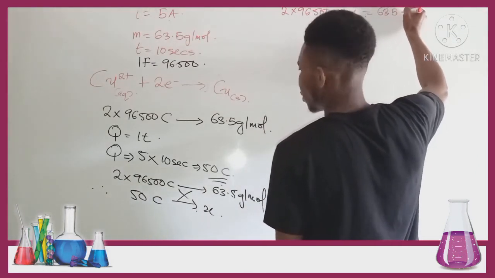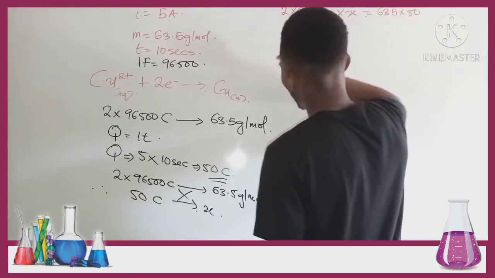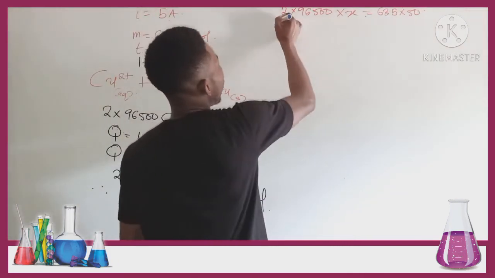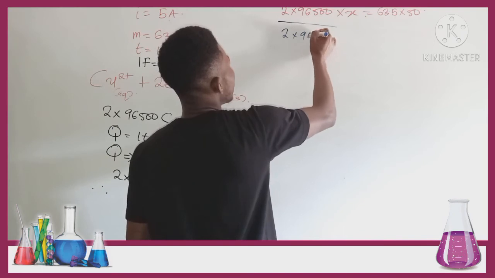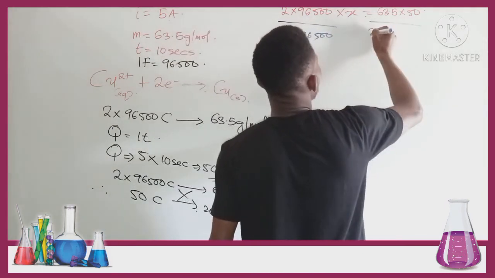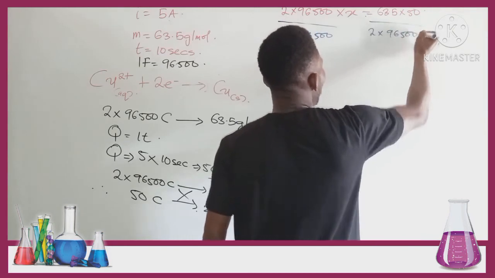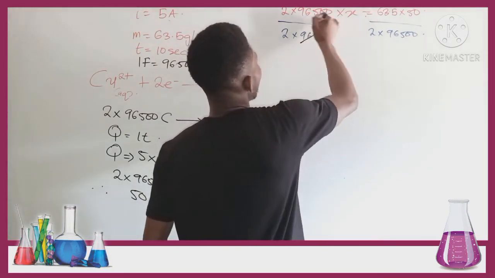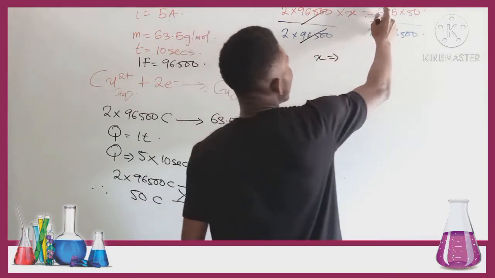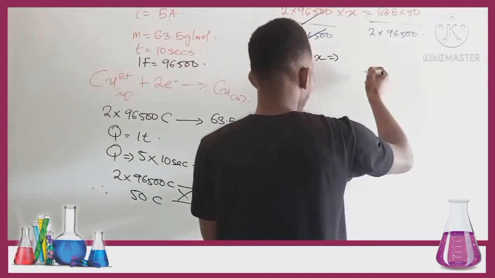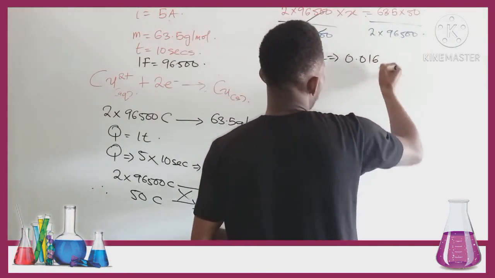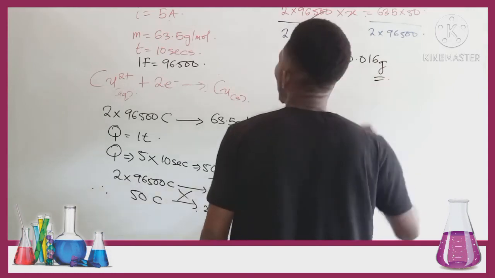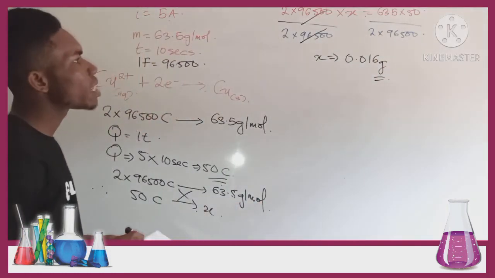So we have 63.5 times 50. And at the end of the day, to get x, what do we do? We divide both sides by what we have up there, 2 times 96500. Now, when you do that calculation, what are you going to get? If you cancel this and this, x will be equal to 63.5 times 50 divided by everything here, which will give us 0.016 gram. So 50 coulomb of electricity will liberate 0.016 gram.